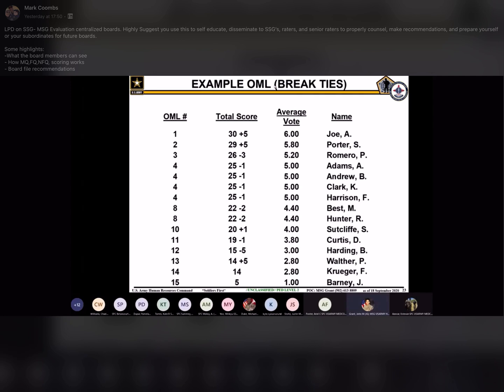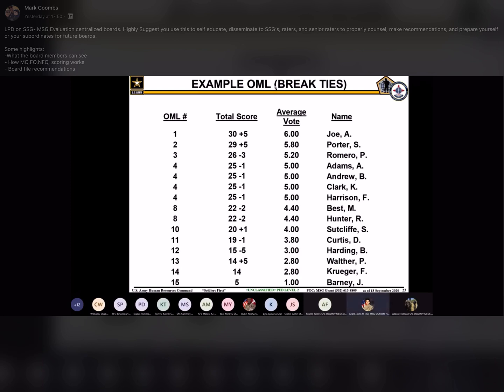So here's an example of an OML. Now we've already gotten the total score. We've calculated the average score. What we do now is we put everyone in OML order. So just pretend this is an OML. There were 15 people that got looked at by this board. We can't fit 29,000 on here, so we'll just put 15. There were 15 people in this particular MOS that got voted.